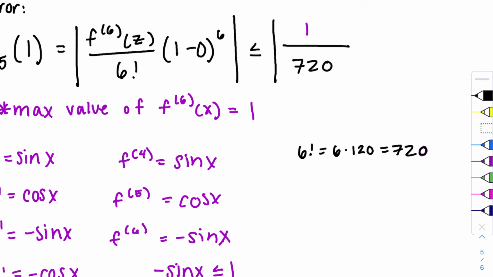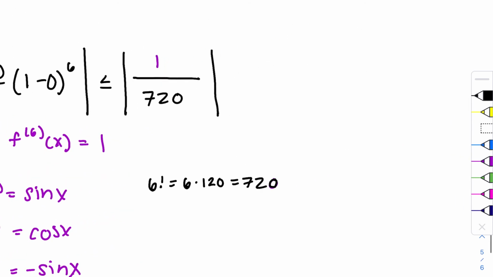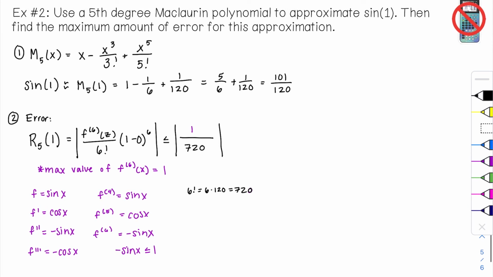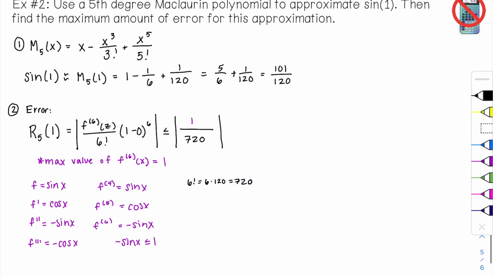Okay, 720, and then 1 minus 0 to the 6th is just 1, so we don't have to really worry about that. So we have 1 over 6 factorial, which is 1 over 720, so pretty small. If you were to use a calculator, you would figure out that that is less than 2 hundredths off. It's 0.00138 on your calculator. So the maximum amount of error is 1 over 720.